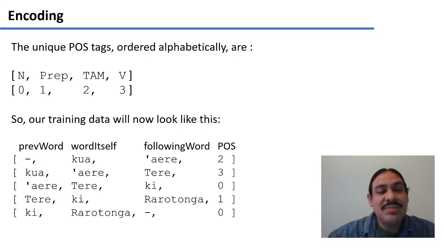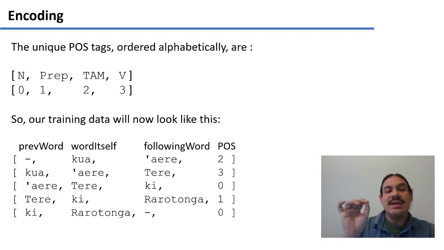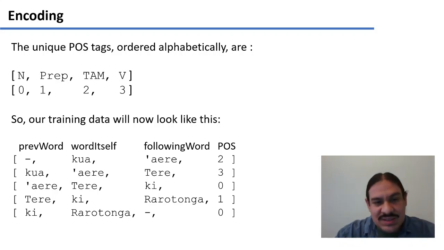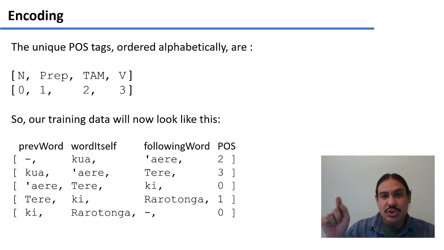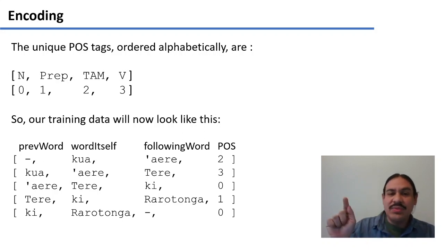We're also going to, once we have the transformation of the labels, the input is going to look something like this. The column for the parts of speech now has numbers. And as you can see, for the first one, for example, the word kua is a tense aspect marker, and it is tagged with the number 2, which corresponds to a tense aspect marker. The word aire in the second row is a verb, and it is tagged with the number 3, which corresponds to verbs.